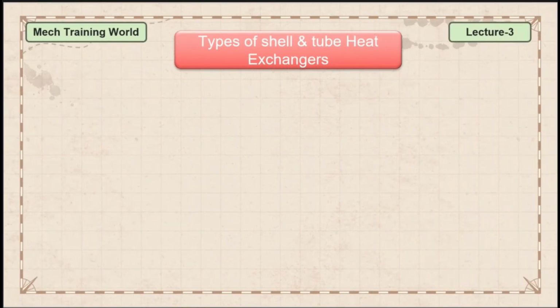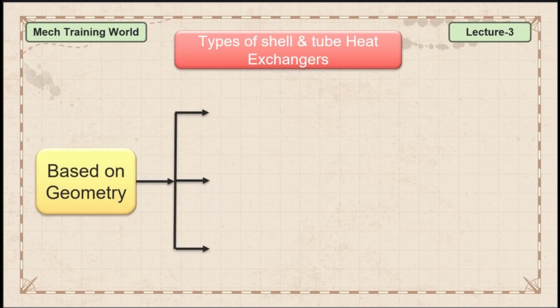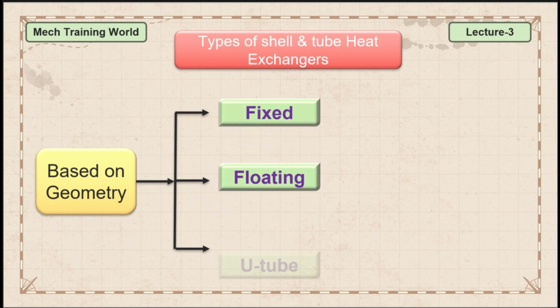Types of shell and tube heat exchangers. The first one is based on geometry. Based on the geometry, shell and tube heat exchangers are classified into three types. One is fixed, next one is floating, and next one is U-tube type. The first one is fixed type.